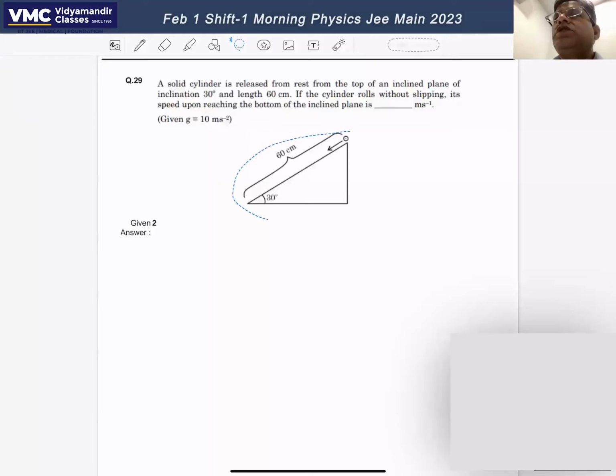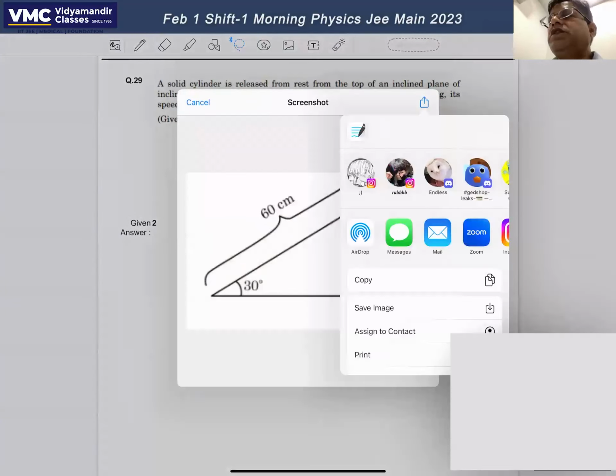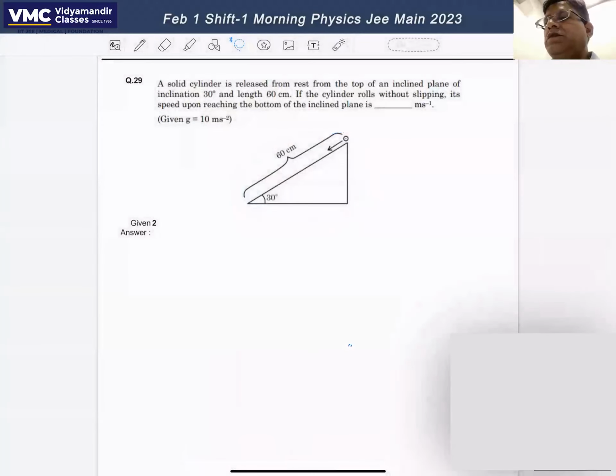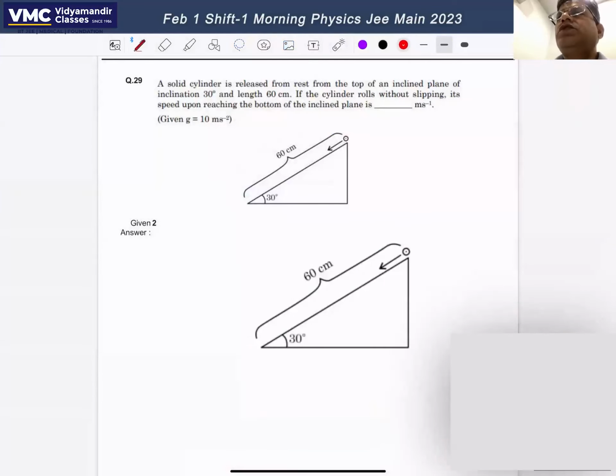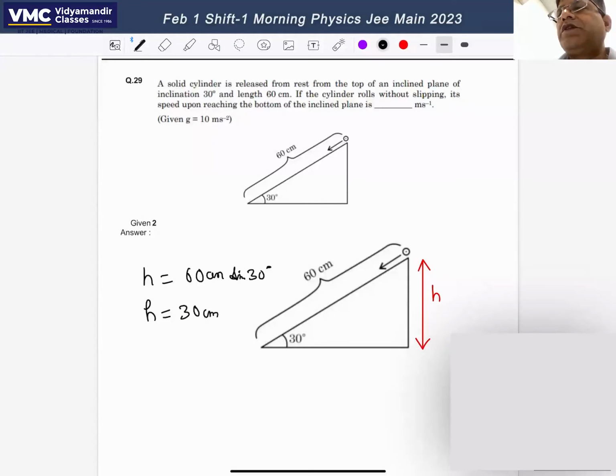So in this inclined plane, what we see is this height h, so it will be at a certain height h. So first of all, we have to find height h. So this height h will be 60 centimeter times sine 30 degrees. So this height h will be 30 centimeter.